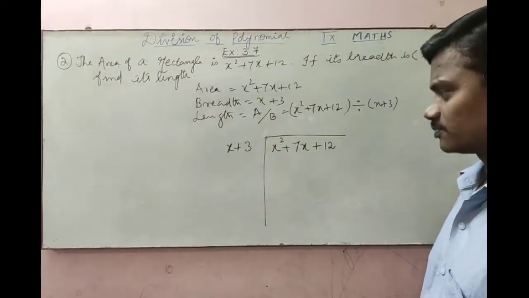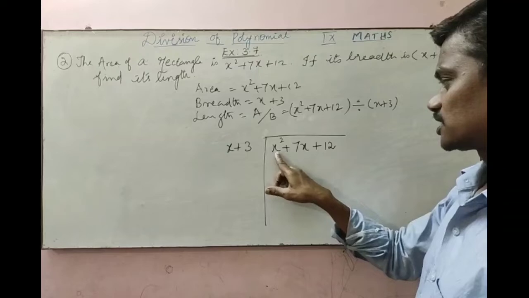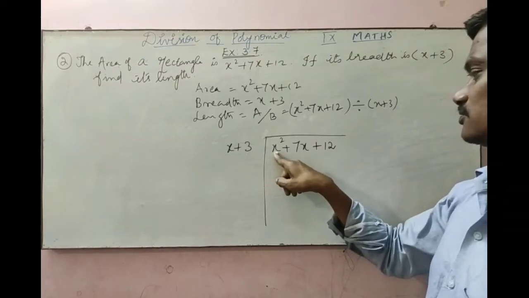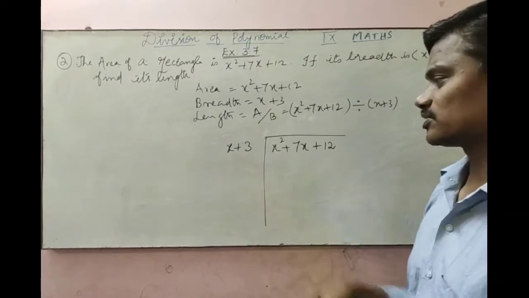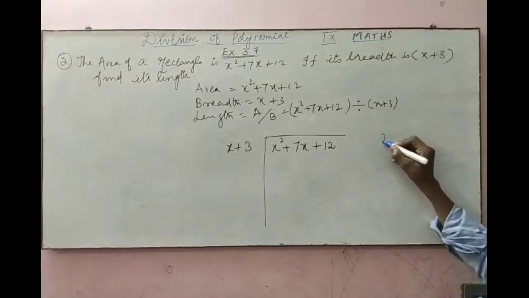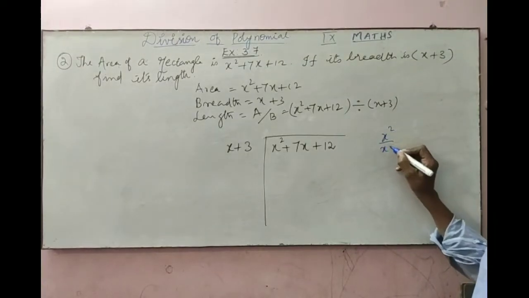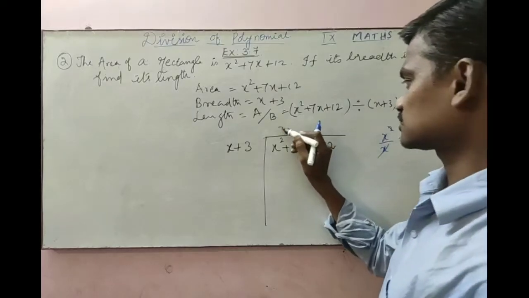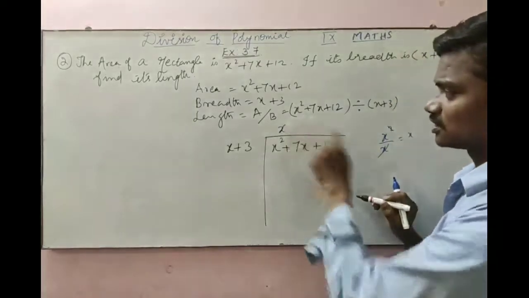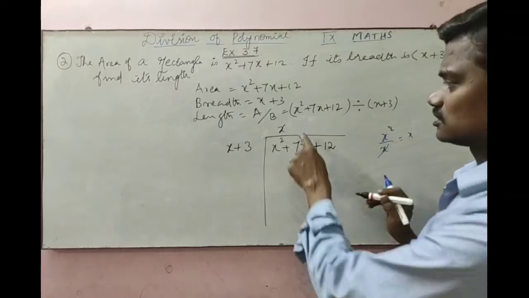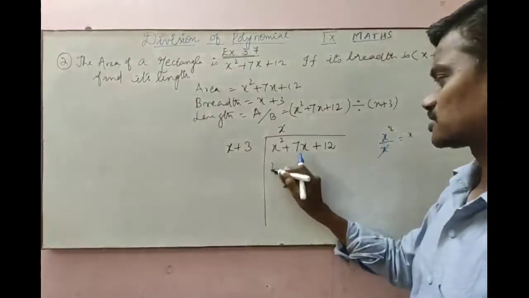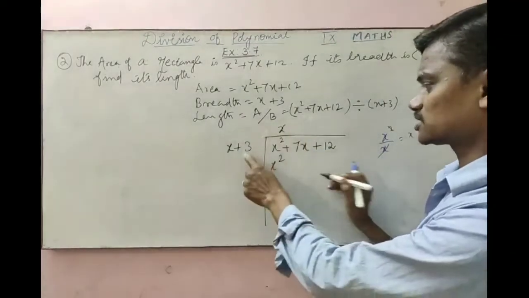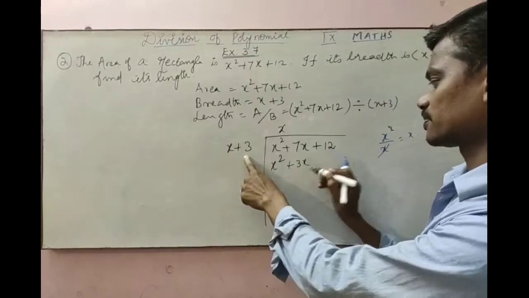Now what is the first step? First you have to take the first term of the dividend and the first term of the divisor, and do the rough calculation as x square by x. x gets cancelled, you will get the quotient as x. So take it to the real quotient. So x into x gives x square. 3 into x gives 3x.